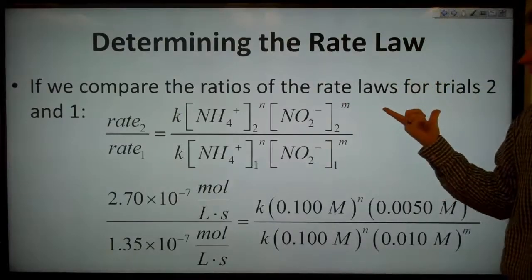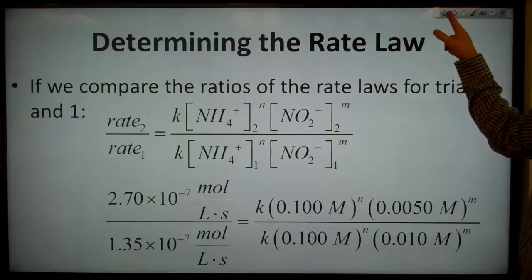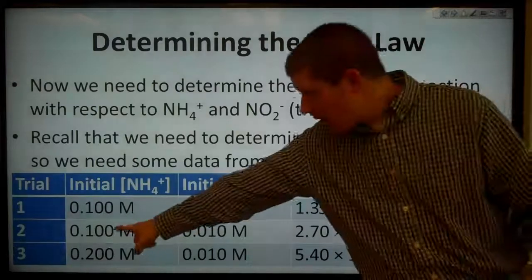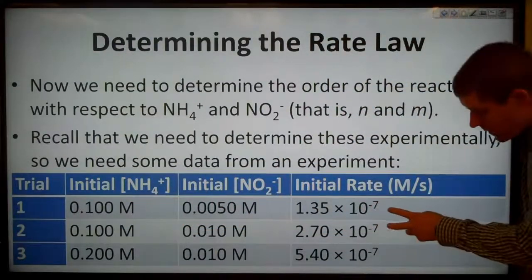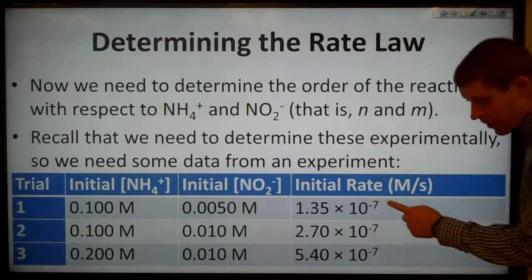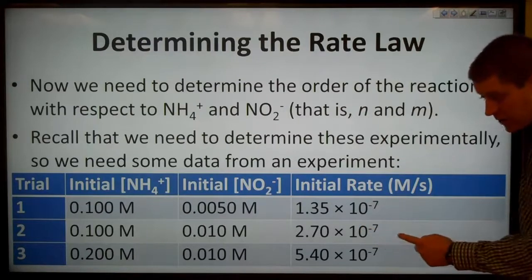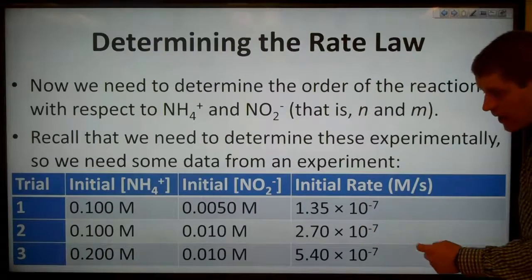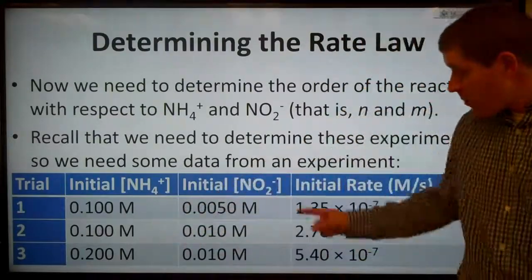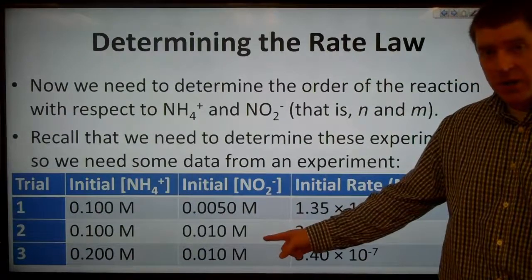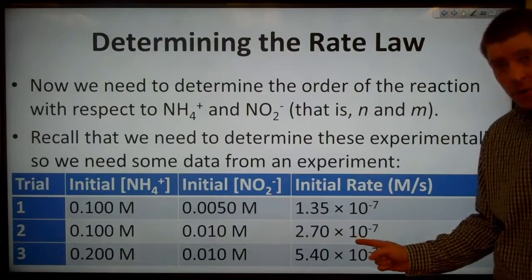Now if we compare the ratios for the rate laws for trials 2 and 1, so again I'll go back, and trial 2 was this one, the one in the middle, and trial 1 was that one. So you can see that the rate here doubled in going from 1 to 2. We've doubled from 1.35 times 10 to the minus 7 to 2.70 times 10 to the minus 7. And let's see what we changed. We kept the initial ammonium concentration the same, but we doubled the nitrite concentration. So doubling the nitrite concentration causes the initial rate to double.